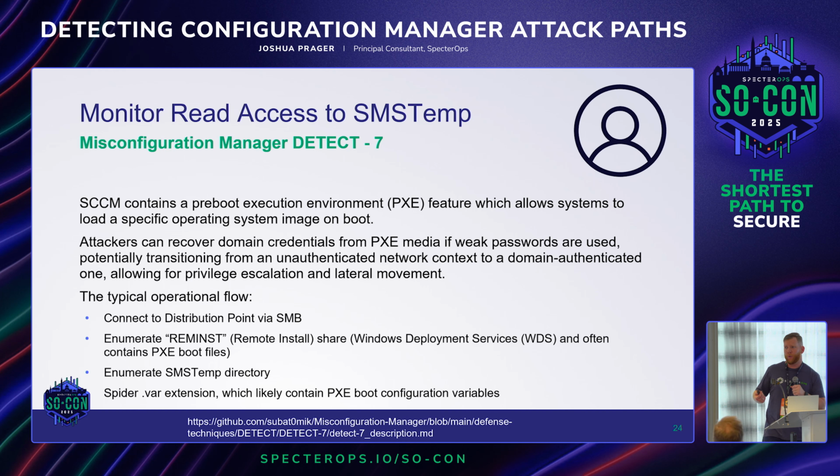The typical operational flow for offensive operators to identify credentials within pre-boot execution environment variables is they'll connect to a distribution point, okay? There's a couple different ways you can connect to it, but the most common way is just through an SMB named pipe. They'll go after the share that's called REMINST, or remote install. Remote install is a part of the Windows Deployment Service, and it contains a bunch of these PXE variable files. These PXE variable files are located in a folder inside that REMINST share called SMSTemp.